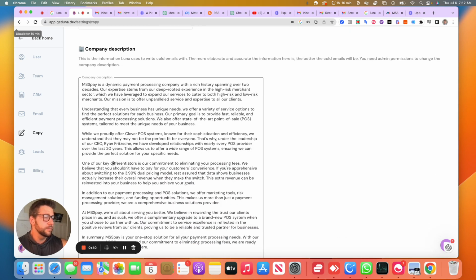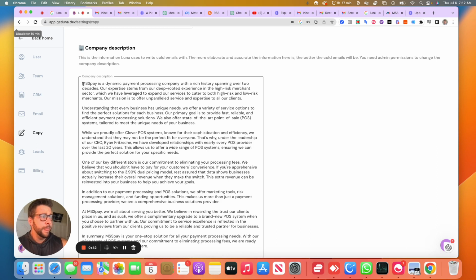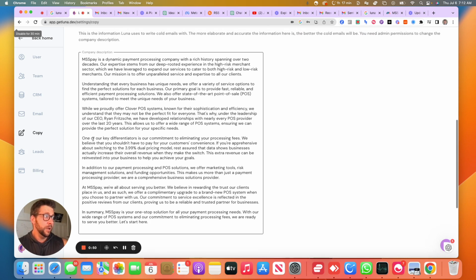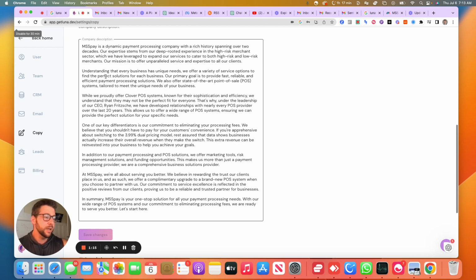Nextly, company description. Utilizing a combination of the website as well as my own definition of what this company stands for, I developed up the following. I focused on the fact that they've been in business on the high-risk sector for nearly 20 years. They've developed countless relationships with a number of service providers and POS providers. And to offer our primary offering, which is a Clover system with the dual pricing model, we recognize it is a superior system and thus it is what we are offering. However, we recognize that not one size fits all and that you may need to adjust accordingly, and we are here to meet those needs. But that's what that covers.